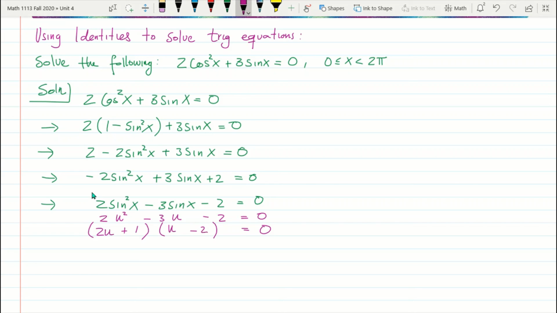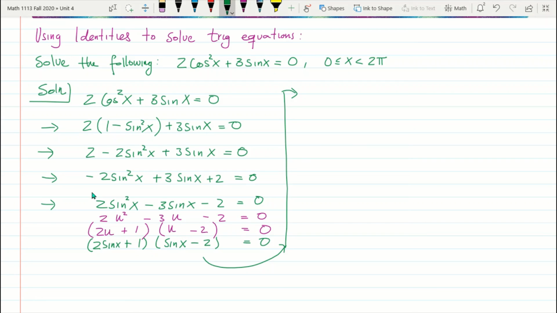So try to understand why. Do foiling, you know, distribution, in order to verify that you've placed the values in the correct spot. And once we have that, I'm going to go back and substitute my function. So 2 sine of x plus 1 times sine of x minus 2, and this is all equal to 0. I feel like I'm running out of space, so I'm going to just push everything back up here.